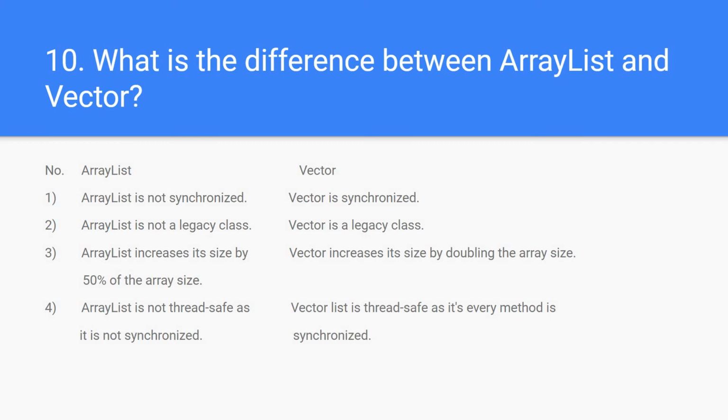Question 10. What is the difference between ArrayList and Vector? ArrayList is not synchronized, Vector is synchronized. ArrayList is not a legacy class, Vector is a legacy class. ArrayList increases its size by 50% of the array size. Vector increases its size by doubling the array size. ArrayList is not thread safe, it's not synchronized. Vector is thread safe and every method is synchronized.